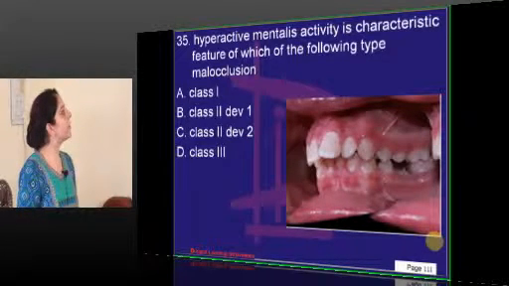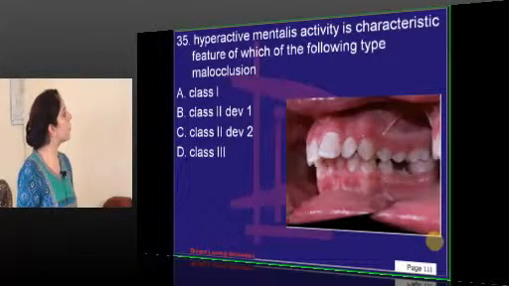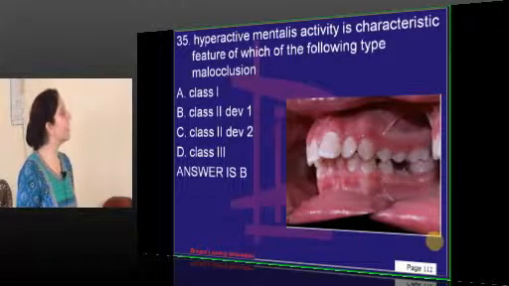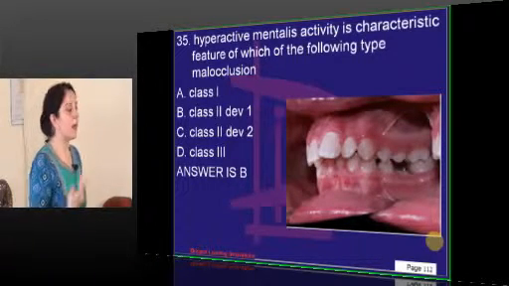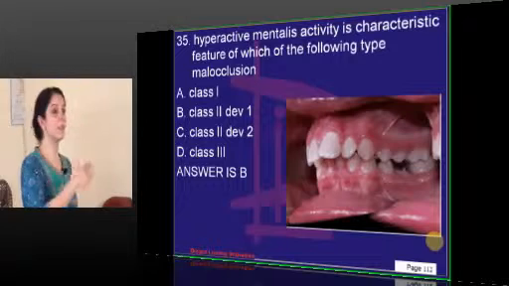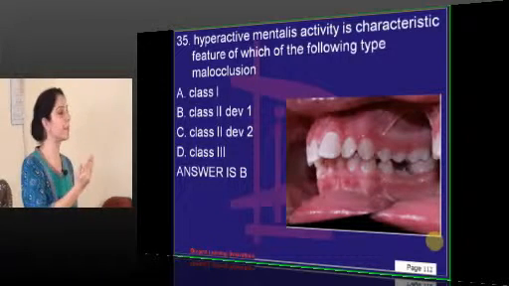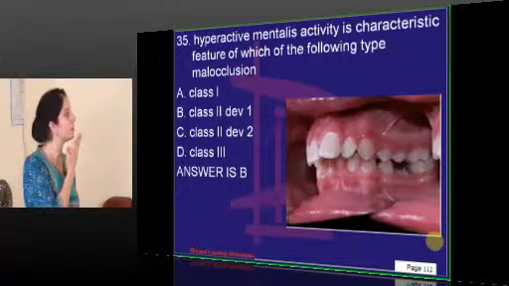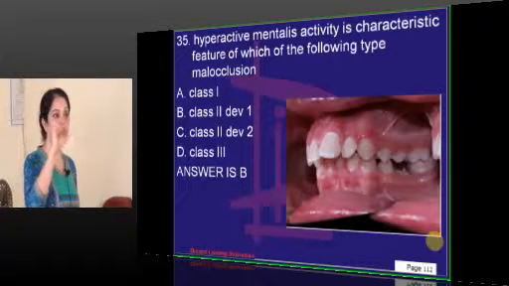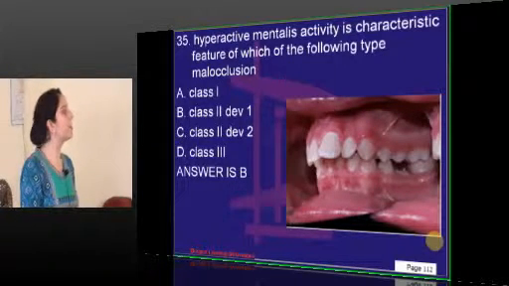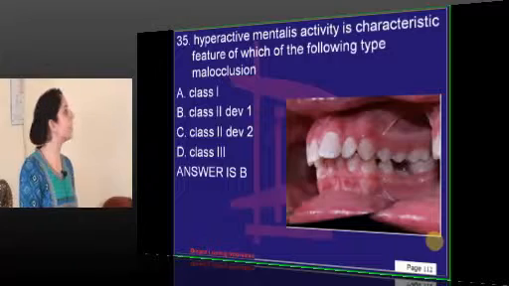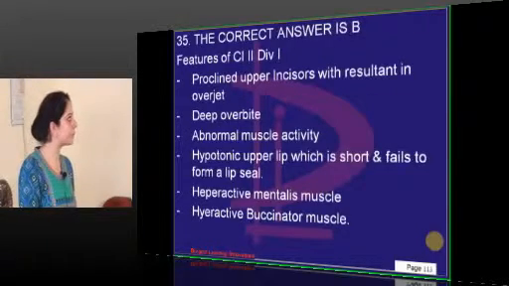Hyperactive mentalis activity is a characteristic feature of which of the following types of malocclusion? It is class 2 division 2. Again, as previously discussed, in class 2 division 2, the lower incisors are completely locked under the upper incisors. There is almost a complete or close bite, because of which the mentalis muscle activity is extremely high.